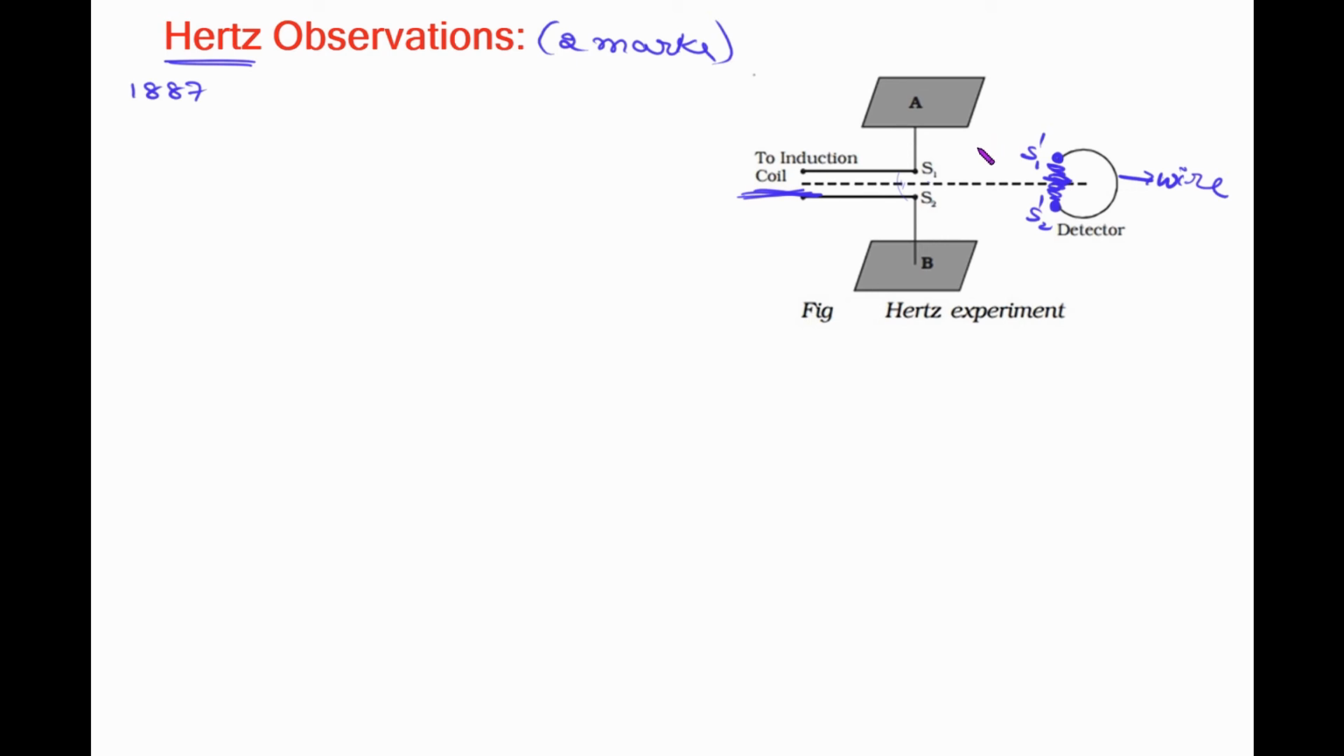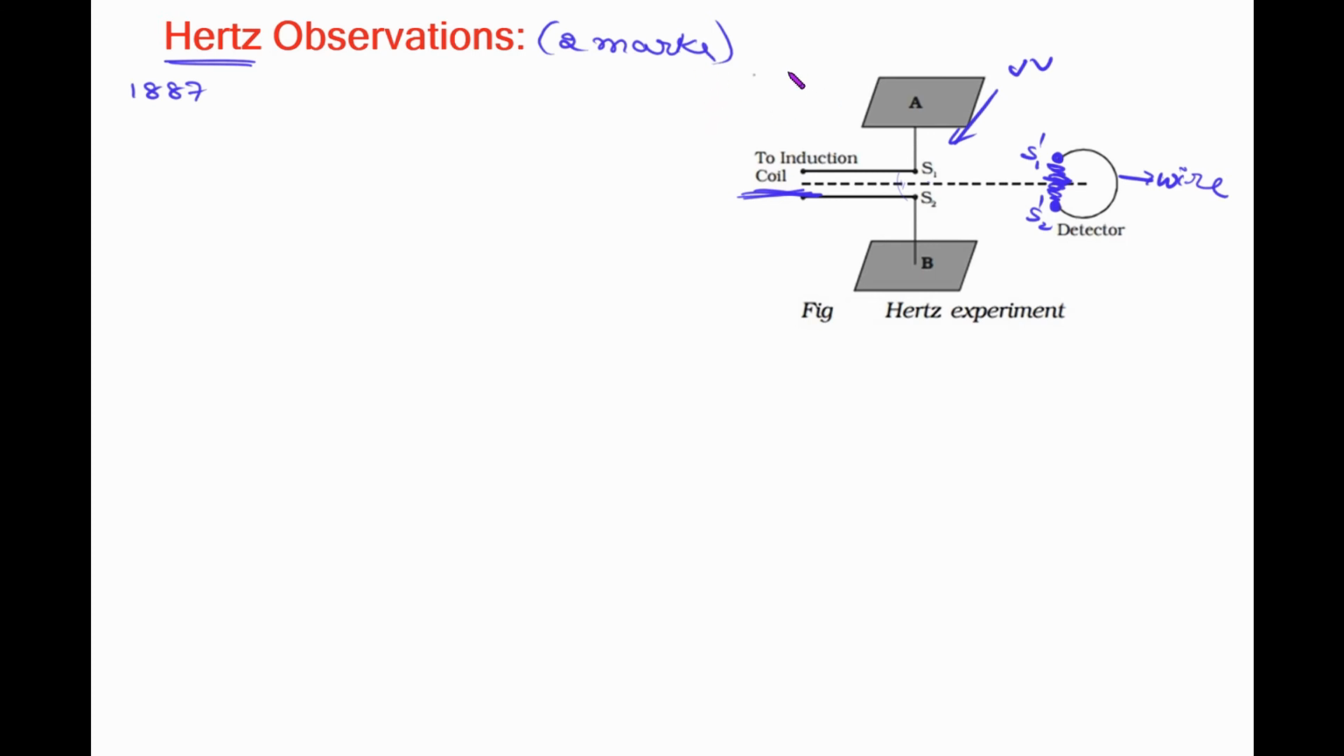Hertz found that when these plates are illuminated with UV rays, the spark produced here was enhanced, increased. High voltage sparks were enhanced all the more when UV rays were made to fall on the emitter plate. So that was his observation.